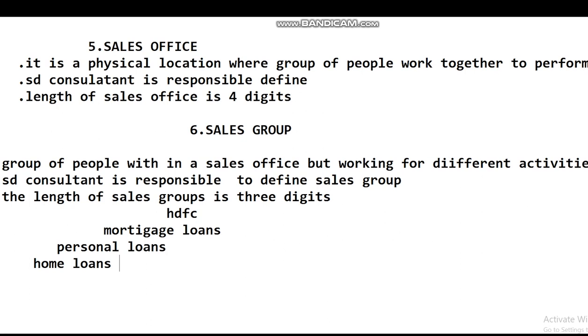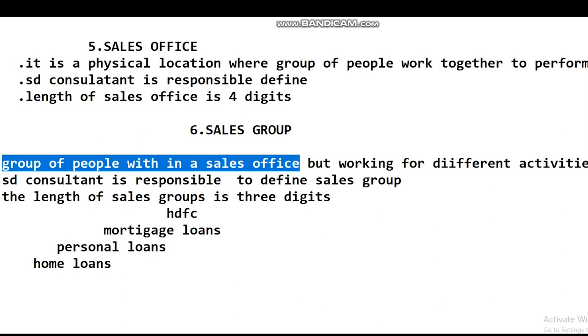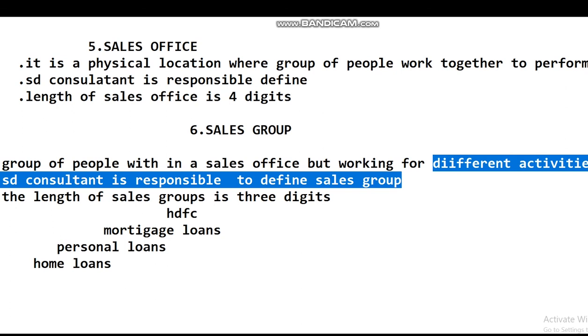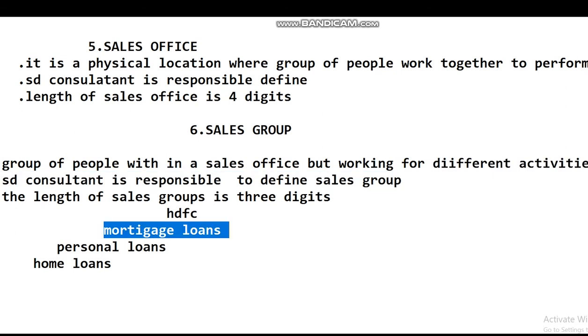But the people in HDFC Bank are working for loans only. There is a group of people within a sales office, and in the sales office, there will be a group of people who work for sales. But what is the meaning of a sales group? It is a group of people within a sales office working for different activities. What are those different activities? Here is an example: mortgage loans, personal loans, home loans. A few people are working for mortgage loans, a few for personal loans, and a few for home loans. These three are different activities.